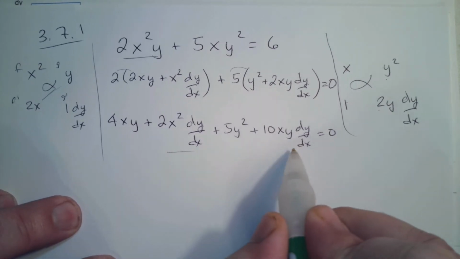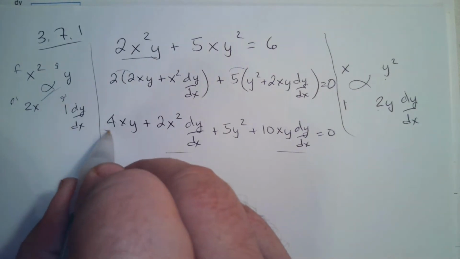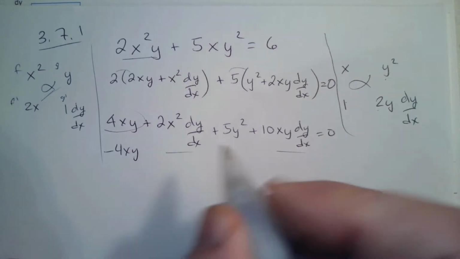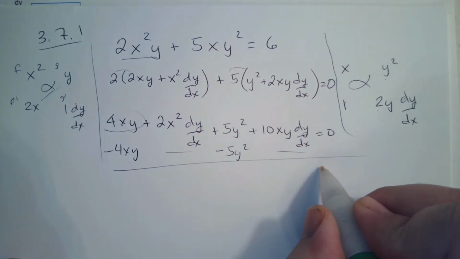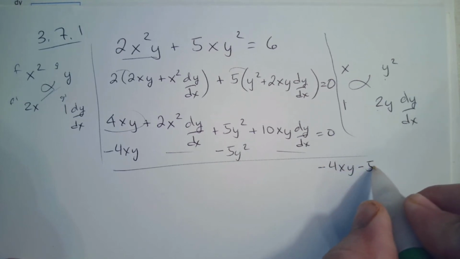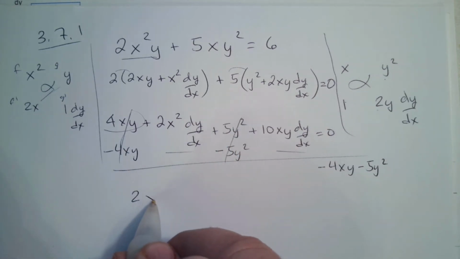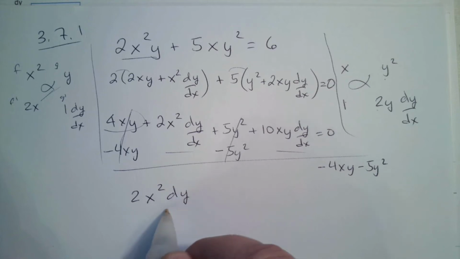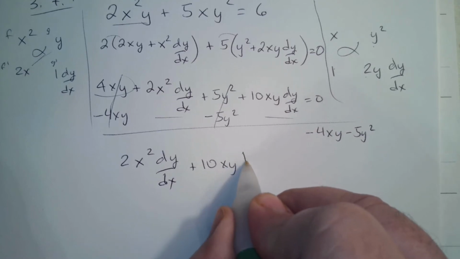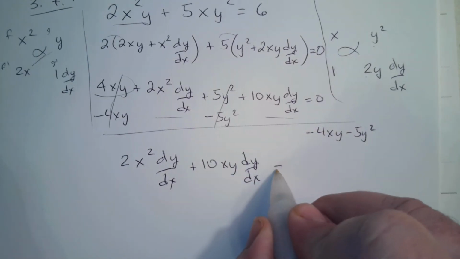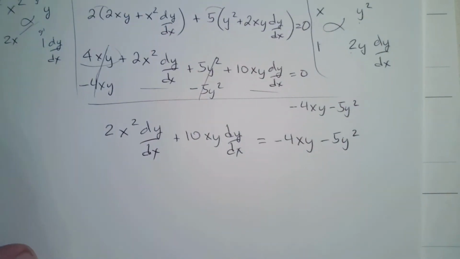Now, anything that has dy/dx has to be on one side. Anything that doesn't have dy/dx moves to the other. So we get rid of these by subtracting 4xy and subtracting 5y squared from both sides. So those cancel, those cancel. 2x squared dy/dx plus 10xy dy/dx is negative 4xy minus 5y squared.